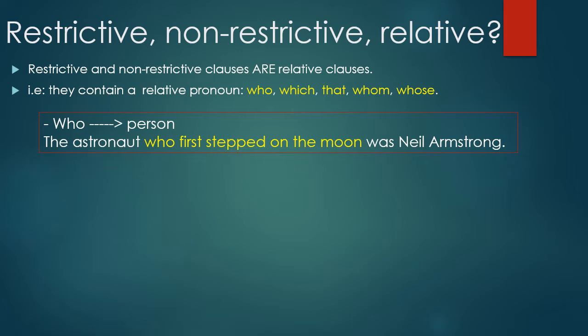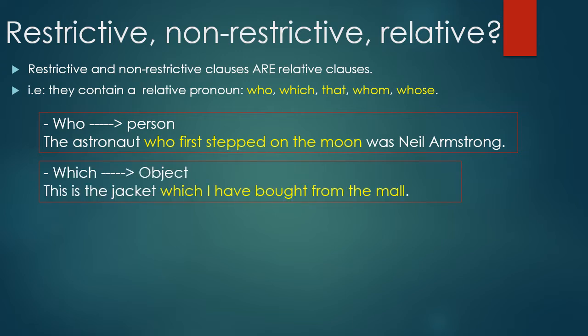As in the example, the astronaut who first stepped on the moon was Neil Armstrong. Which is usually used to refer to objects, to refer to something, okay? So this is the jacket which I have bought from the mall. That could be used to refer to both objects and people, okay? So we could have a discussion about that later, inshallah, but just for the sake of simplicity, let's say that could replace which and who in the first two examples, okay? So to refer both to objects and people at the same time.